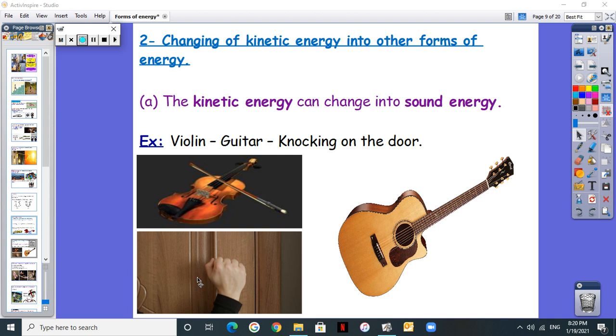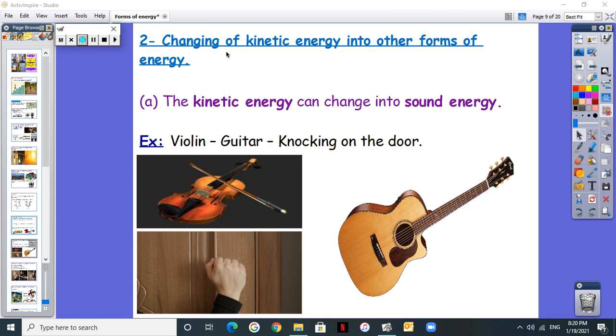When we knock on the door, we move our hands, and this is kinetic energy. And we hear the sound of the knocking. So kinetic energy is changed into sound energy. So here we can change kinetic energy into sound energy.